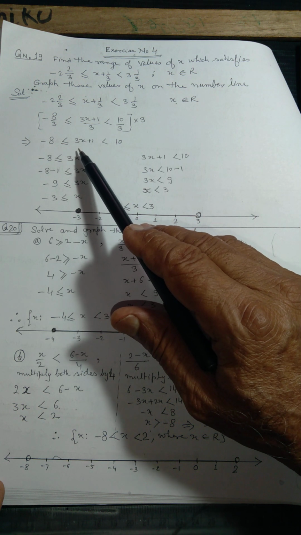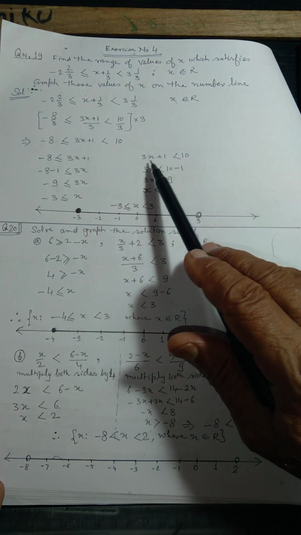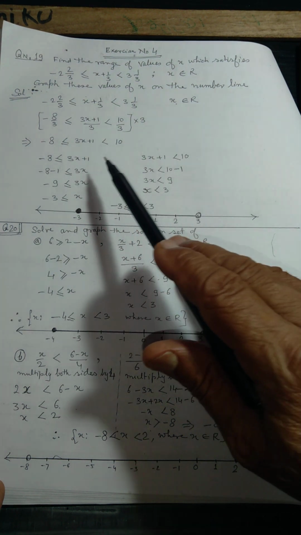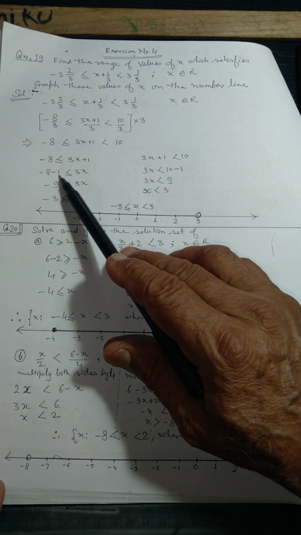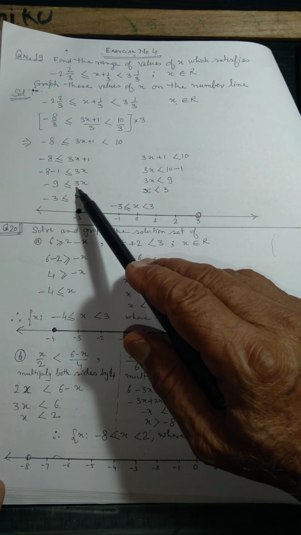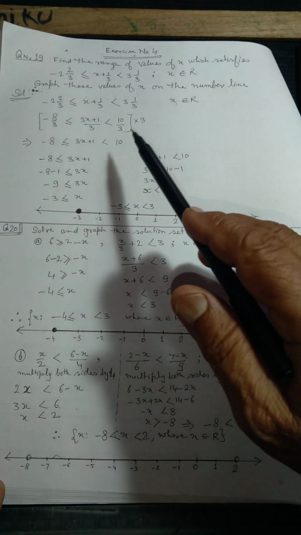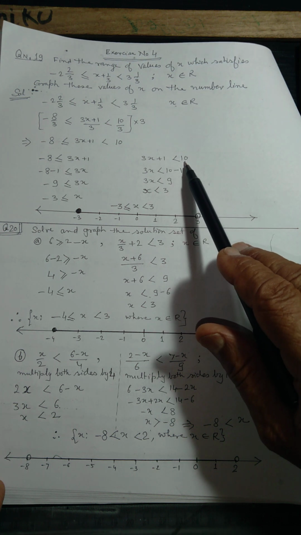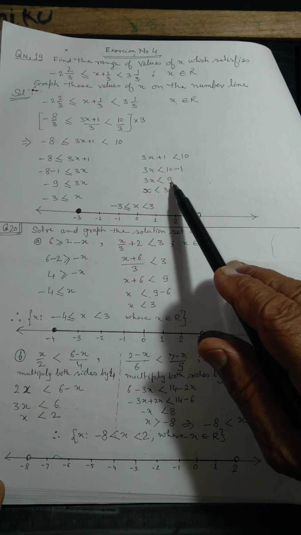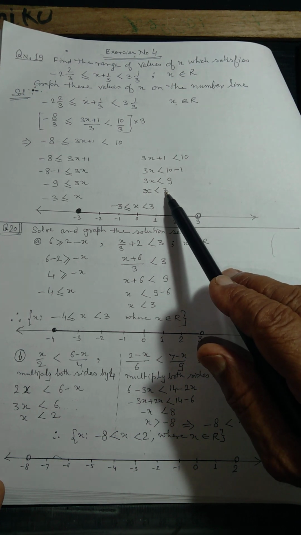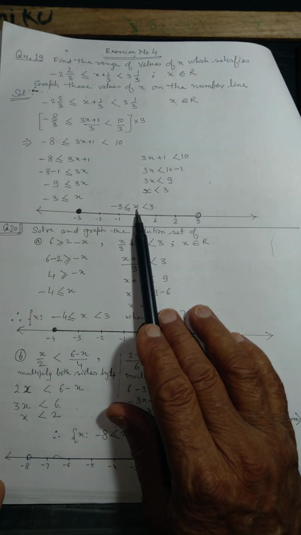So it will be split in two parts: minus 8 less than or equal to 3x plus 1, and the second part, 3x plus 1 less than 10. We solve both. Minus 8, transposing the 1, becomes minus 9, so ultimately minus 3 is less than or equal to x. Here, 3x plus 1 less than 10, so 3x will be less than 10 minus 1, 3x is less than 9. Therefore, x is less than 3. Combining these two, we get minus 3 is less than or equal to x and x is less than 3.